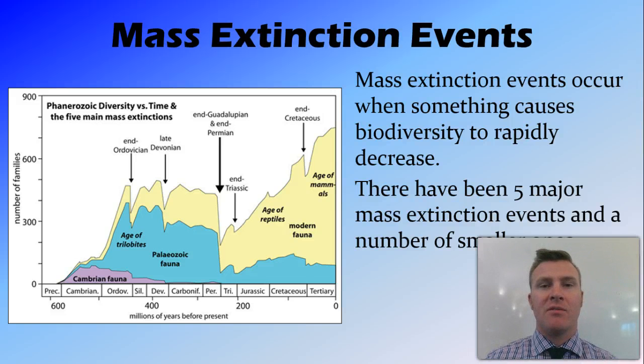So mass extinction events result in a large decrease in biodiversity. For example, there's been 5 mass extinction events as well as a number of smaller ones. One of these mass extinction events, the last one, was the one that killed the dinosaurs at the end of the Cretaceous period. It was caused by a meteor striking the Earth, and there was a large drop in the biodiversity of the Earth at that point, including the extinction of all land-based dinosaurs.